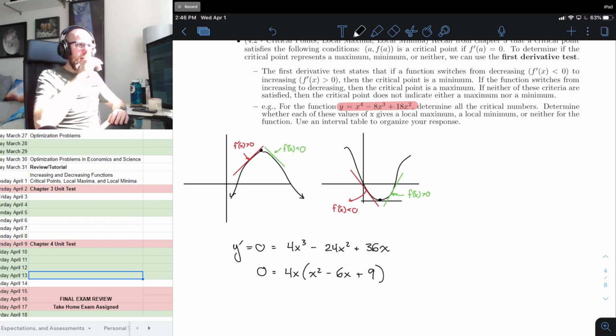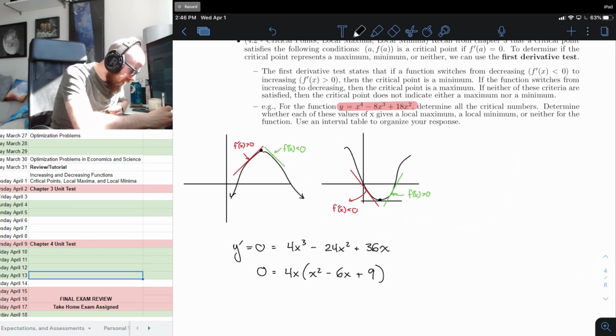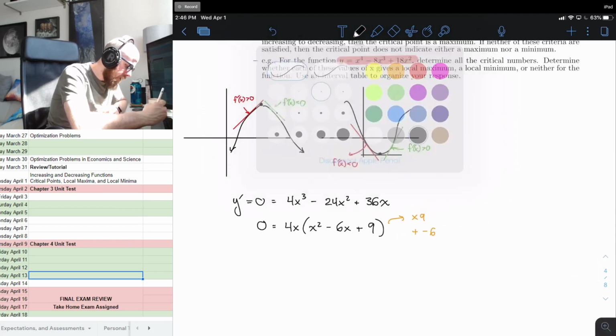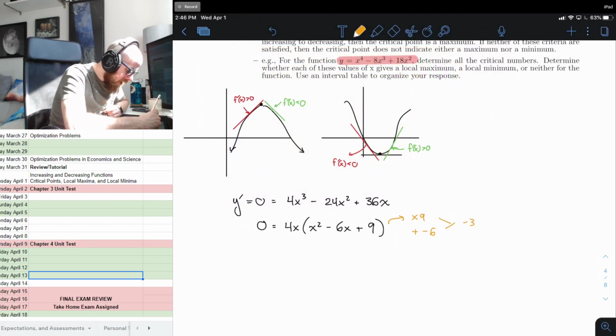Okay. And then I can continue to factor. I notice here I have a trinomial and I can factor that. In this trinomial, I want to multiply to 9 and add to negative 6. So that'll just be negative 3 and negative 3.